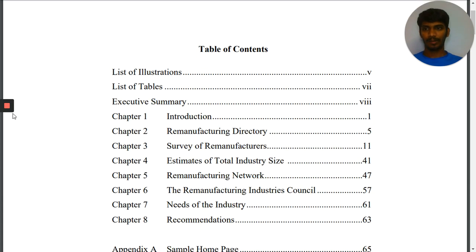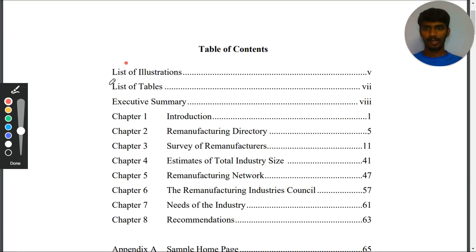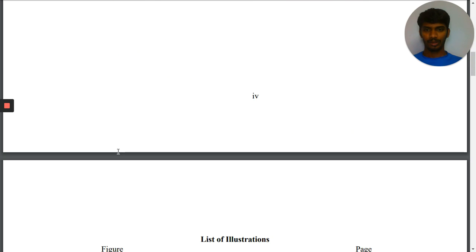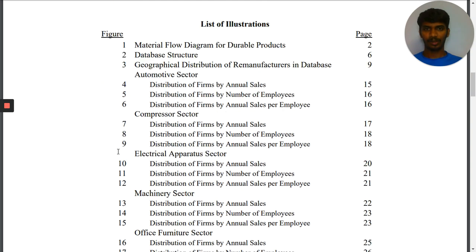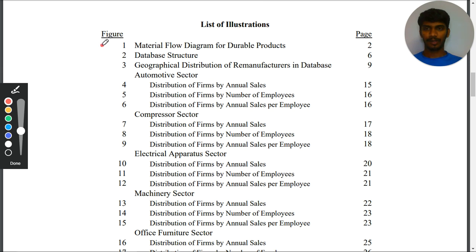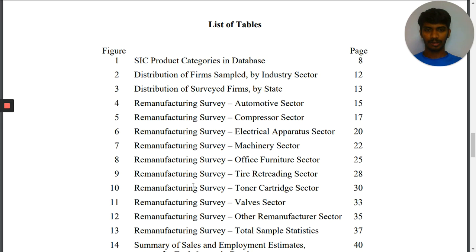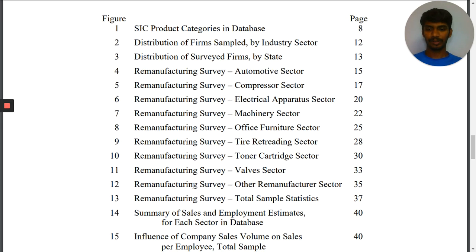So this is the table of contents, and we can see that we have list of illustrations right here. So if we move down, we have the list of illustrations, which basically tells the reader the kind of all the illustrations which are present in your theory paper. If we keep moving along, we can even find the list of tables or the list of figures.